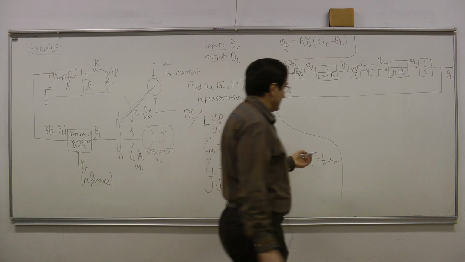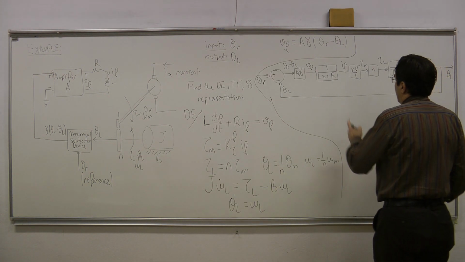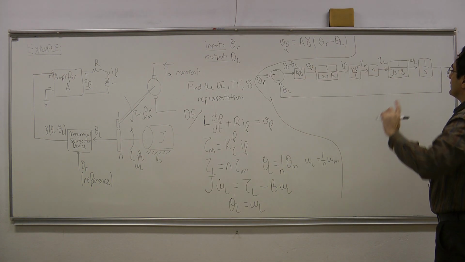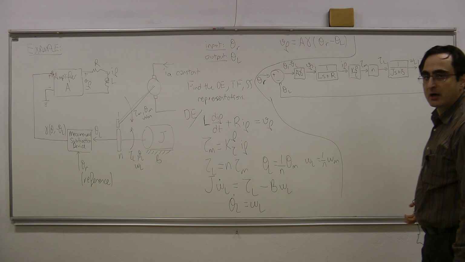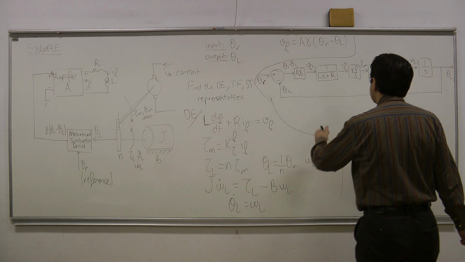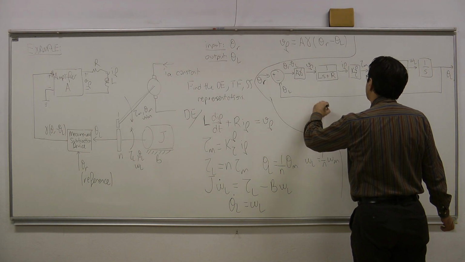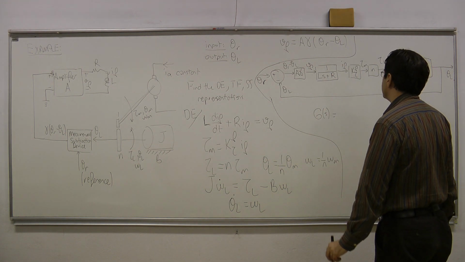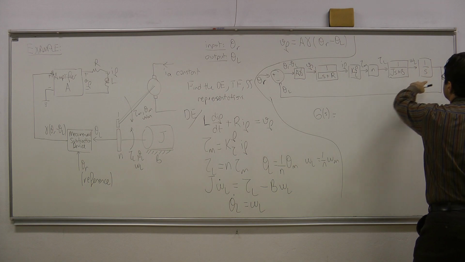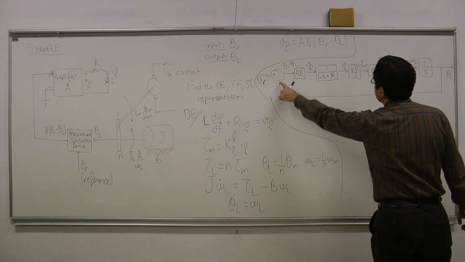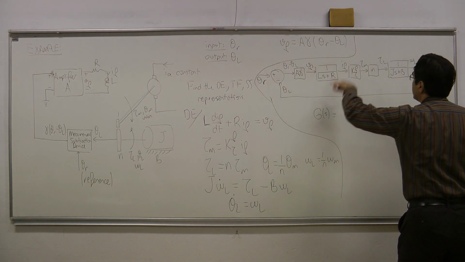Okay? So how can I find it? So this is only a single feedback loop, and in order to be able to find the overall transfer function of it, I can use feedback rule. All right? So G of S, the overall transfer function of this system, is going to be the forward path transfer function divided by 1 plus everything in the loop.